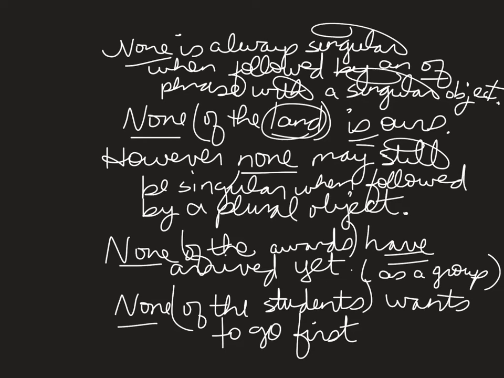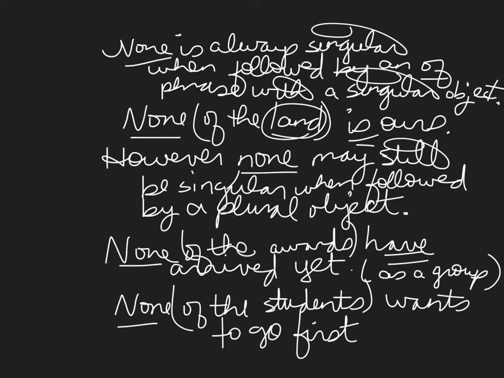However, look at this one. This is where it gets really interesting. None of the students wants to go first. So our phrase of the students ends with a plural object, which normally would mean that our indefinite pronoun in this category that can be either singular or plural would be plural with a plural verb.